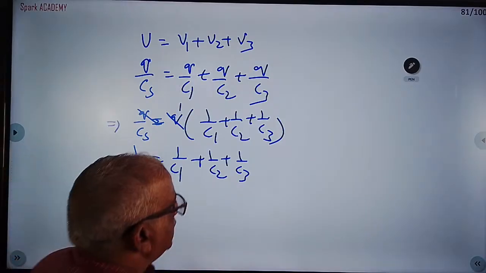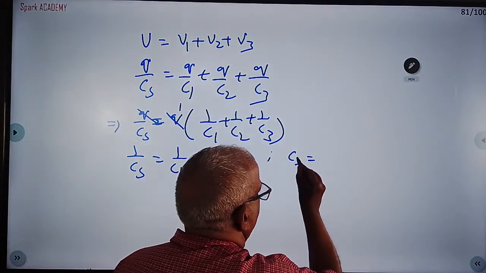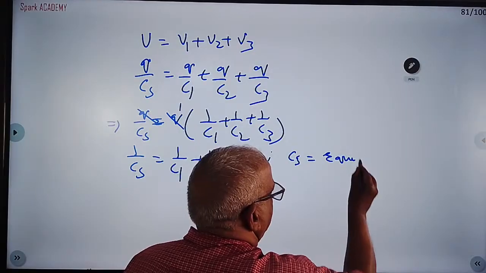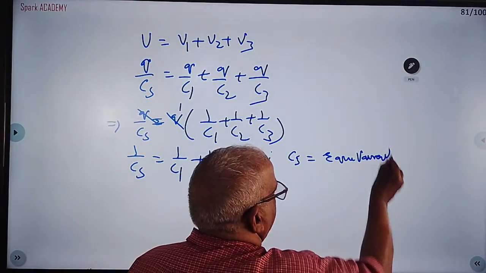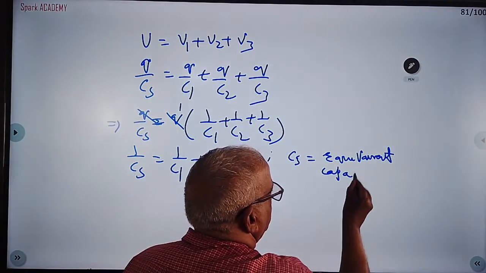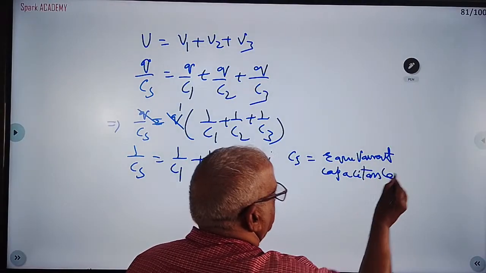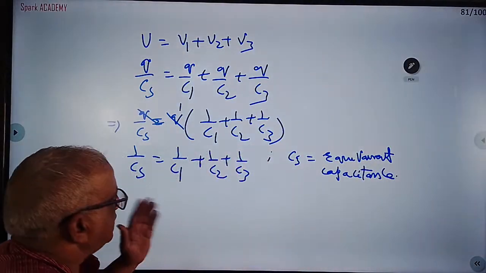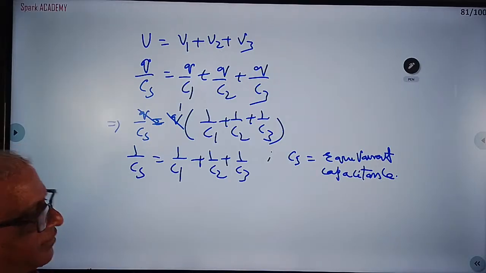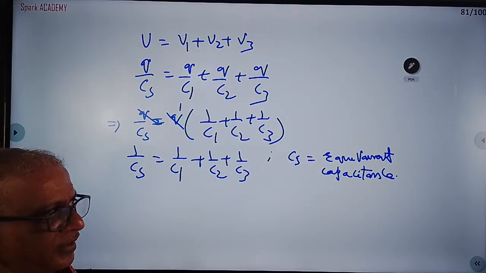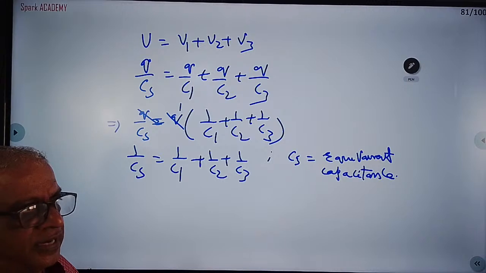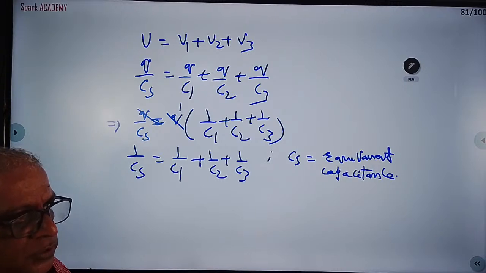What is CS? Equivalent capacitance. CS is called the equivalent or combined capacitance of all the capacitors together. So this is the formula when you are connecting capacitors in series. This is the second question I am discussing, but one more question is there: derivation of potential due to a point charge. That you learn yourself.